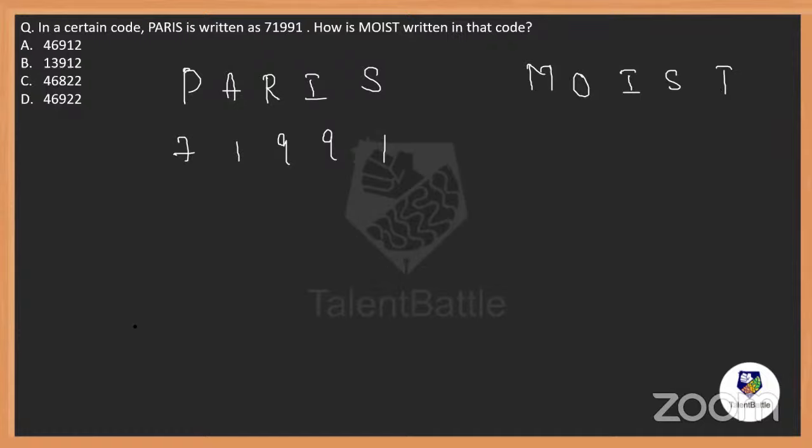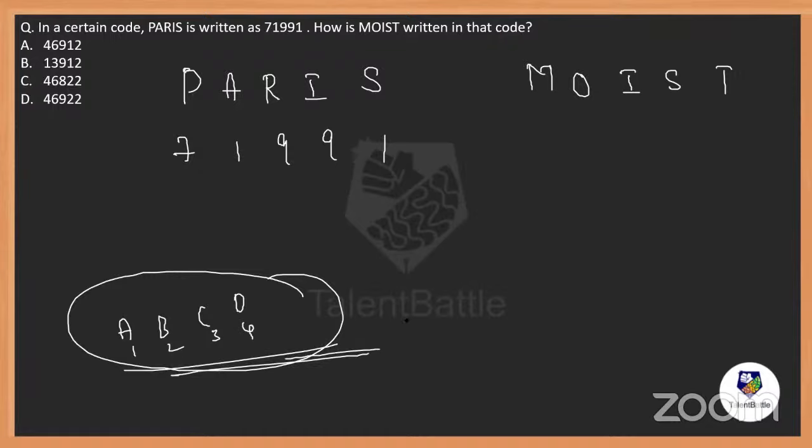Alphabets and numbering means as per the alphabetical order, A is 1, B is 2, C is 3, D is 4. If you do not know, I will suggest you, please remember these alphabets and their numbers. To solve problems like coding and decoding, letter series or analogies with alphabets, these numbers will help you a lot. See, now also I'll use those numbers. P is 16, A is 1, R is 18, I is 9, and S is 19. This is the normal numbering.